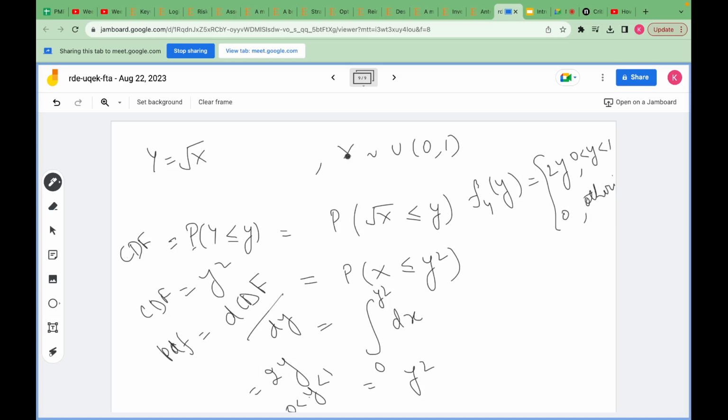Because x is ranging from 0 to 1, therefore y will also range from 0 to 1, because y is equal to root x. So when x is 0, y is 0, and y is equal to 1 when x is equal to 1. Therefore y also ranges between 0 to 1, and for 0 to 1 the probability density function for y is 2y and it is 0 otherwise.